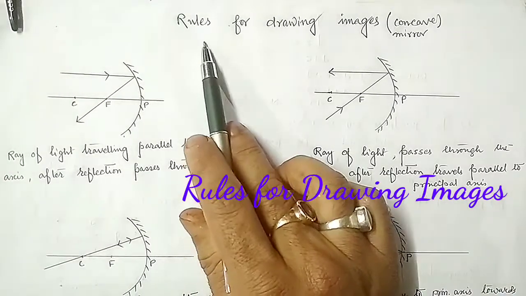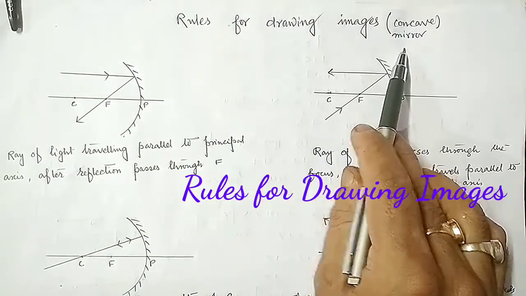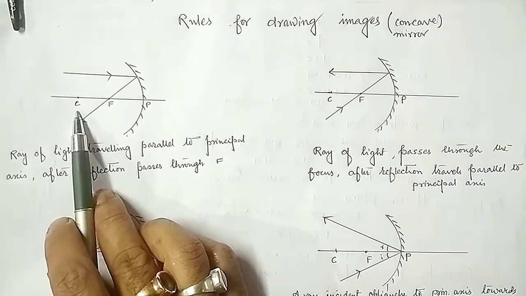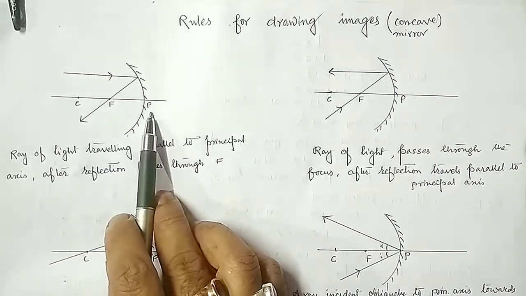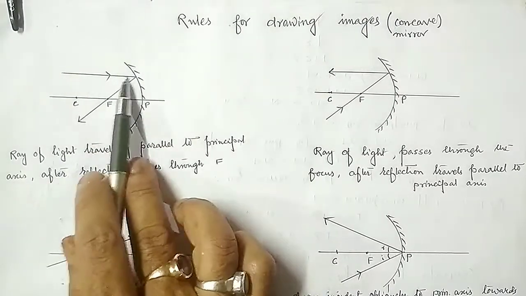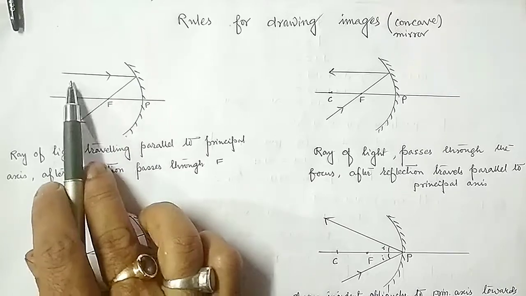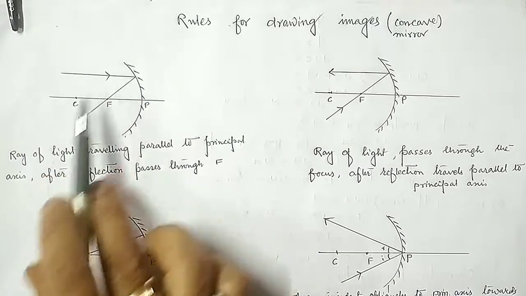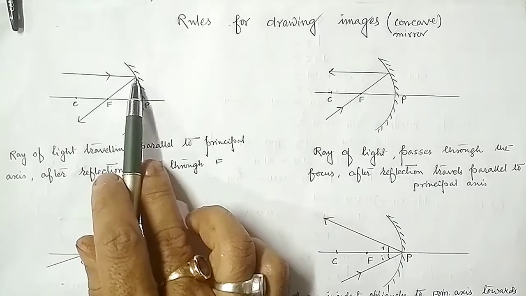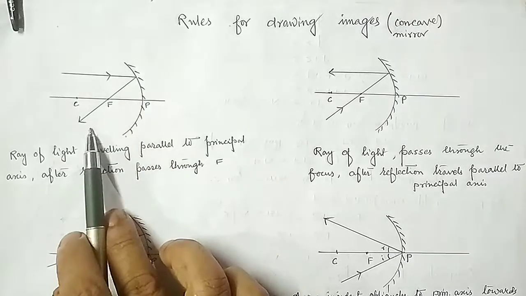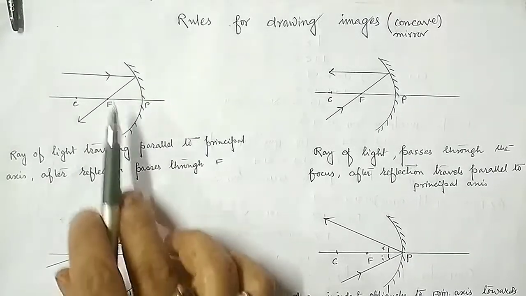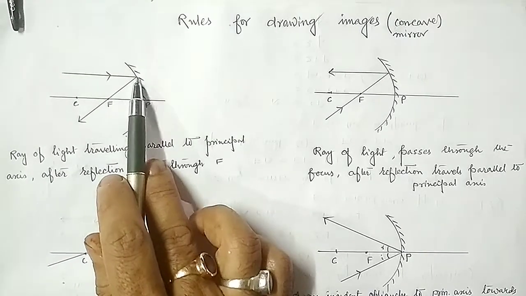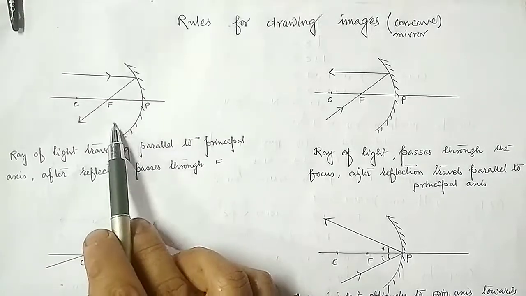Now let me discuss the rules for drawing images in case of a concave mirror. Now this is a concave mirror, this is the principal axis, this is C, center of curvature, F is the focus, and P is the pole of the mirror. Now any ray of light which is traveling parallel to the principal axis, after reflection always passes through the focus of the mirror. This is rule number 1: any ray which is traveling parallel to the principal axis, after reflection from the mirror will pass through the focus.